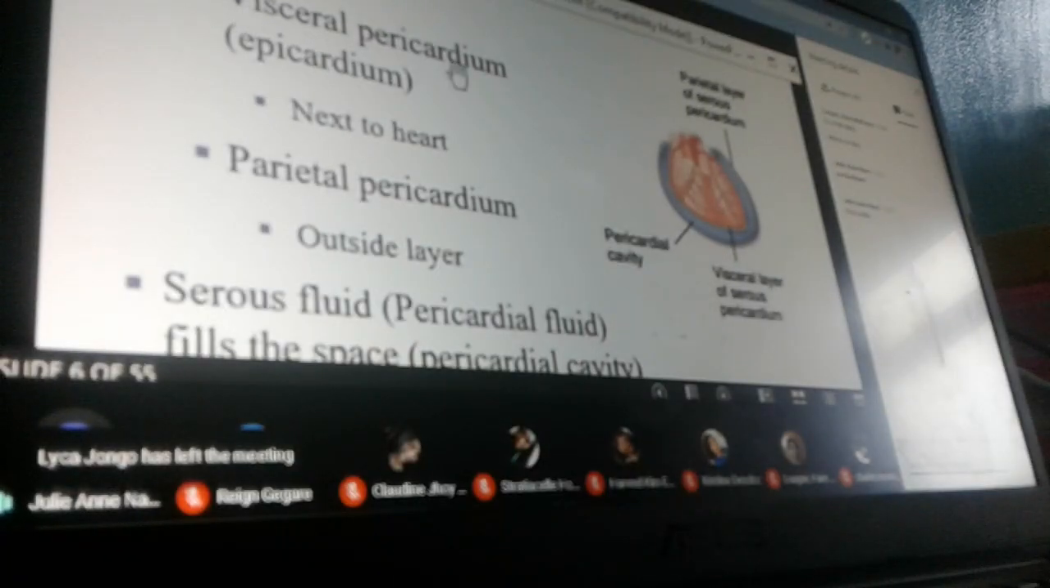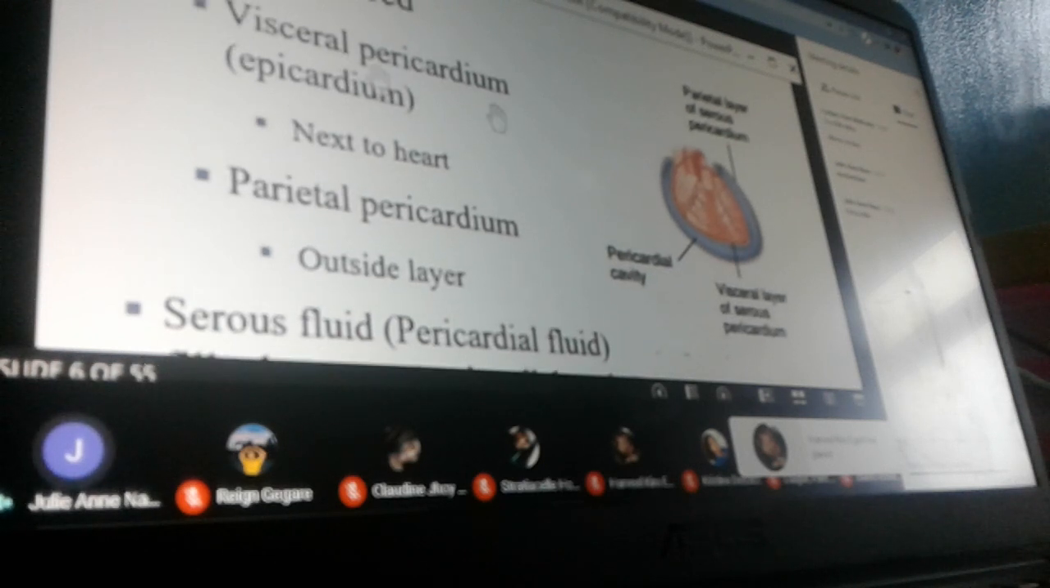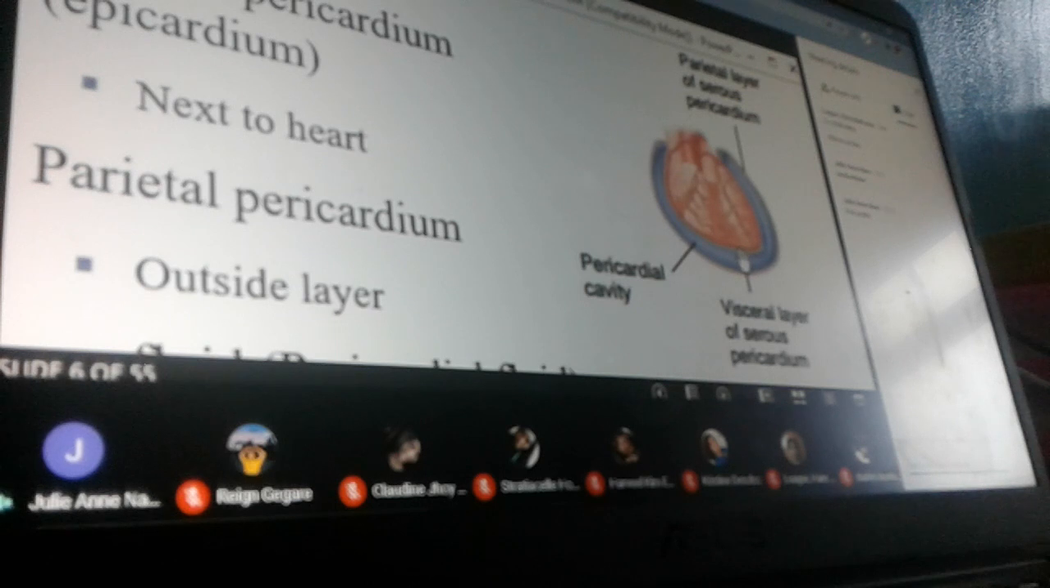So, let us further discuss the serous pericardium. So, yung serous pericardium natin class, it is double layered. So, di ba? We have the visceral pericardium as well as yung parietal pericardium natin. So, yung inner layer si visceral pericardium. The visceral pericardium is also known as the epicardium. Okay? So, ito yun siya. Yan. So, ito yung ating visceral pericardium at tapos yung nasa labas yung ating parietal.